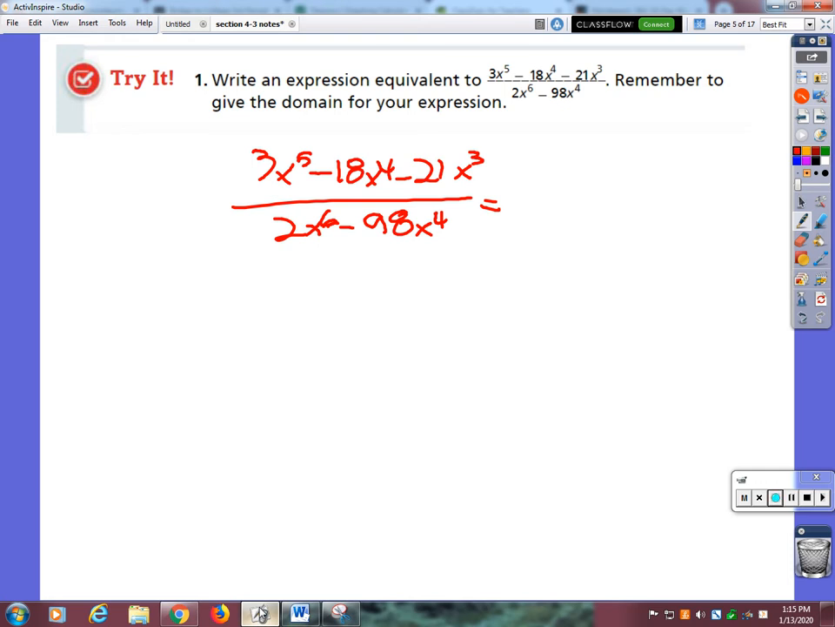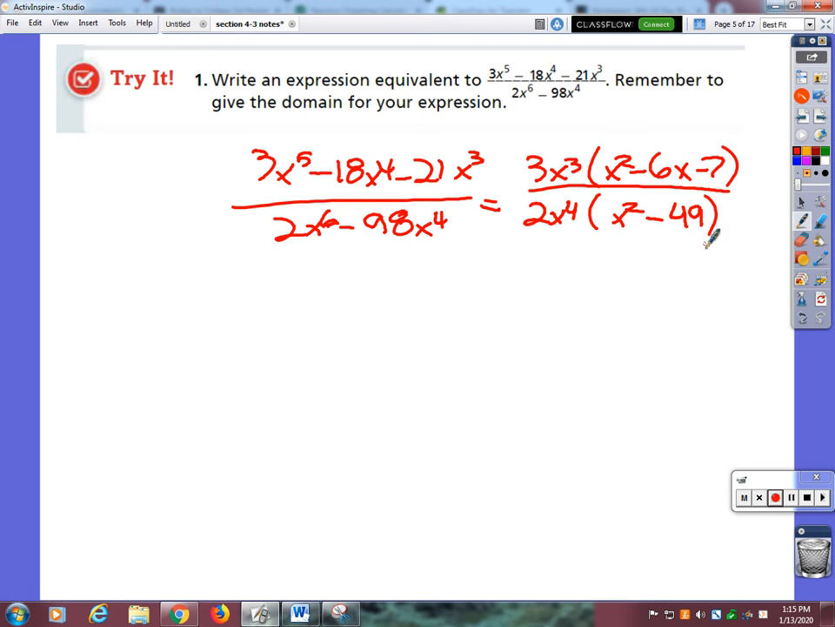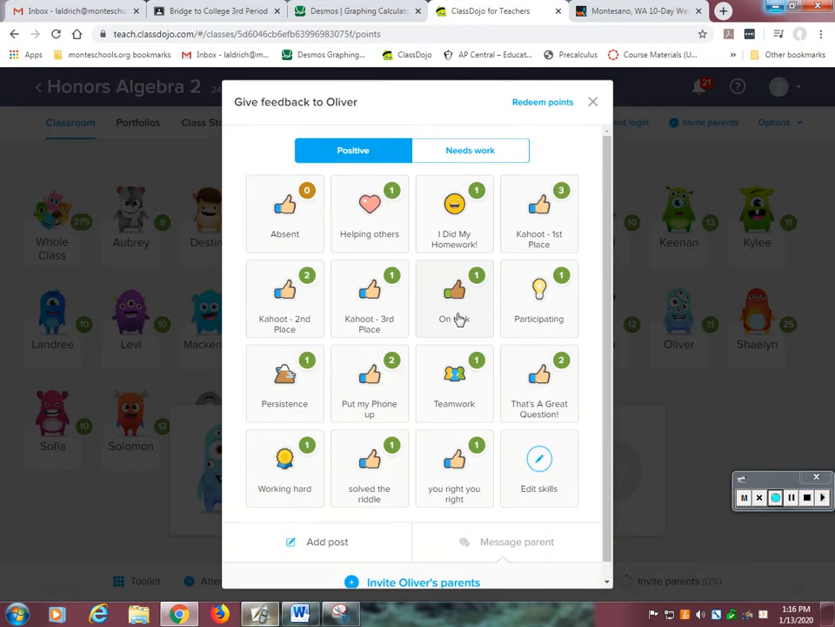What'd you factor out of the top first? Good, 3x cubed, because 3 goes into all of those things evenly. And they all have at least an x cubed in them. Okay? Good. What did you factor out of the bottom? Okay, same dealio. 2 goes into both of those evenly, and they each have at least an x to the 4th power. So you can factor 2x to the 4th out of the bottom, and then that leaves you x squared minus 49. So I'm going to finish my factoring before I do the canceling.